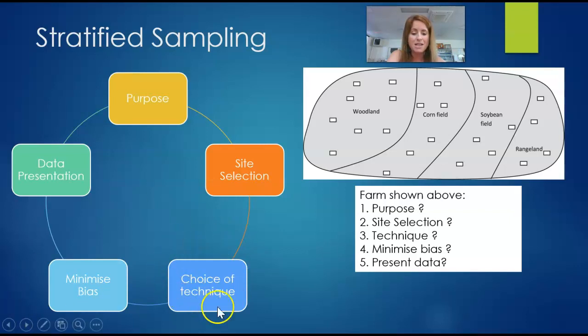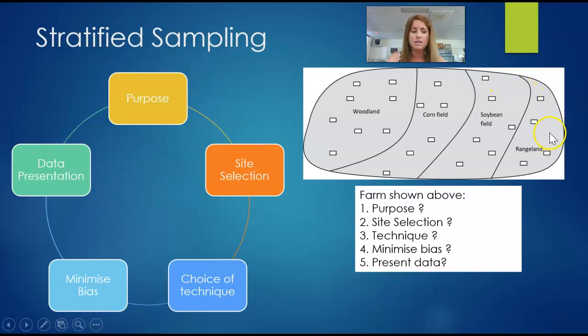And then choosing what technique you are going to use. Here we're using quadrat sampling, assuming these are quadrats, but is a transect more appropriate? This choice of technique really goes back to purpose. So if our purpose is to compare, let's say, this area with an area that doesn't have a farm in the middle with a cornfield, a soybean field, and a rangeland, so this is a disturbed area, right? We could be comparing it with an undisturbed area. And in that case, we're using quadrats. We wouldn't be using transects.